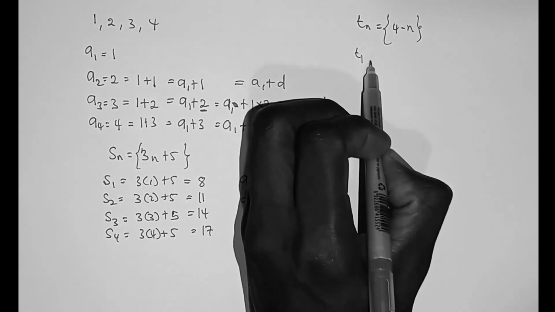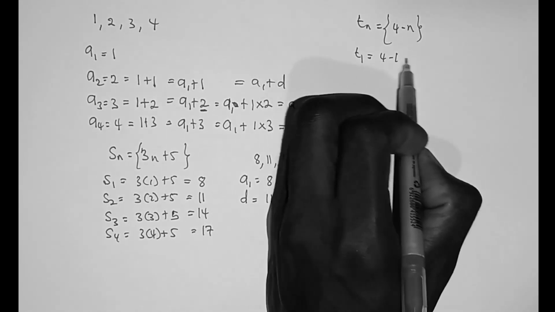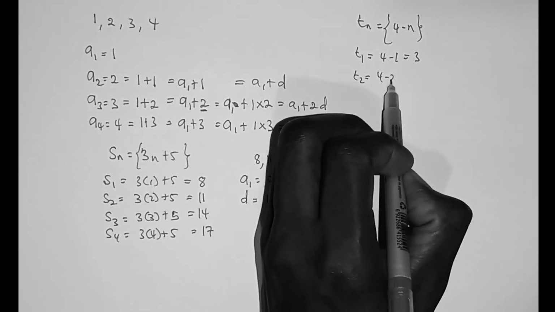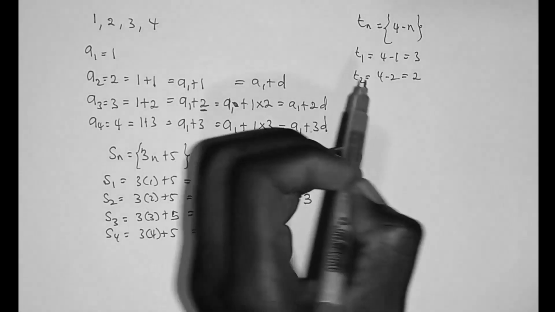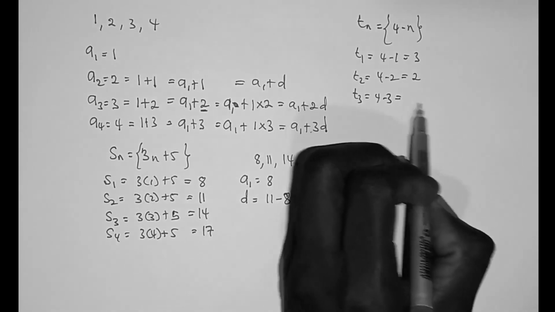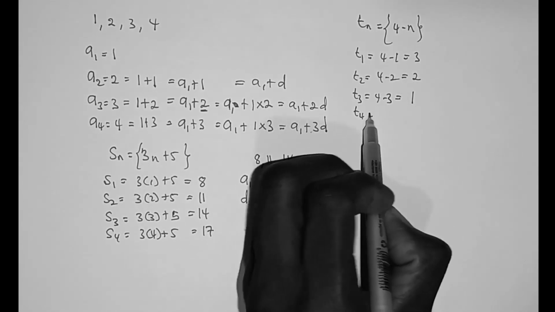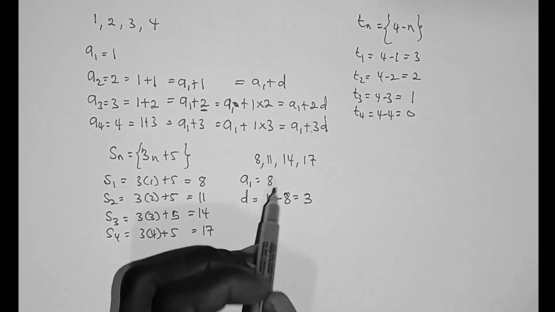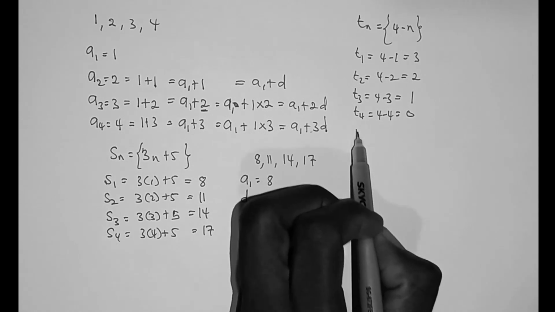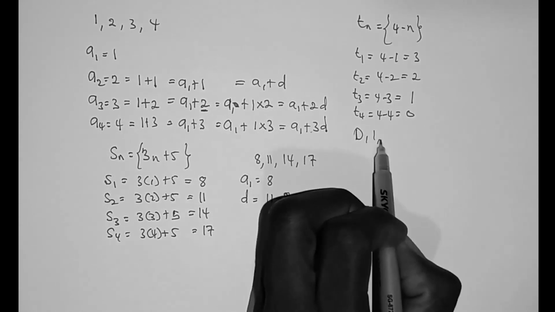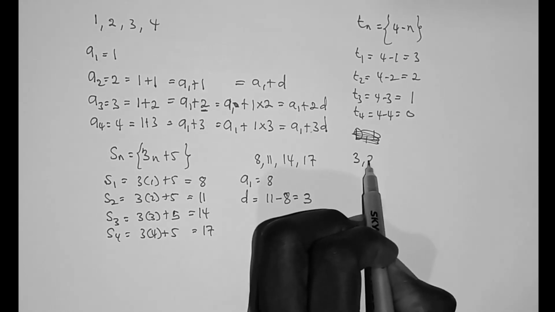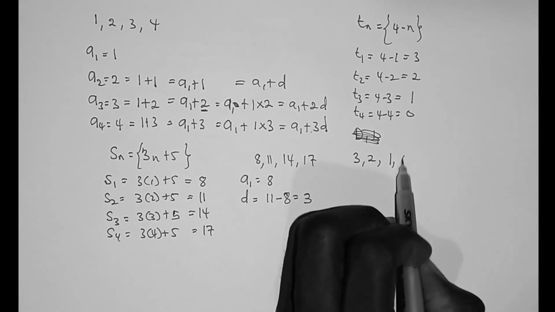So let's find T1. This is equal to 4 minus 1, and that is 3. T2 is equal to 4 minus 2, which is equal to 2. T3 is equal to 4 minus 3, which is equal to 1. T4 is equal to 4 minus 4, which is equal to 0. Sorry. The members of the sequence are 3, 2, 1, and 0.